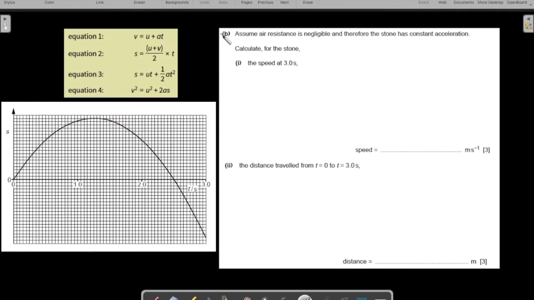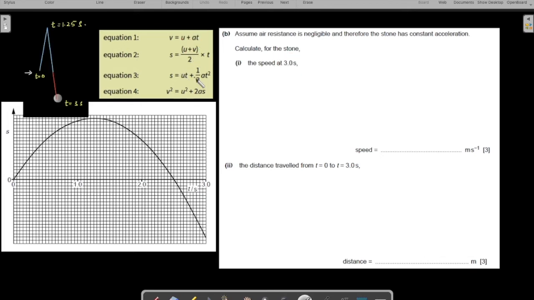Now the next part of the question says, I have taken the graph again on this slide as well, because it's a continuation of the question and we'll be using the same graph to follow the next set of questions. And I have also taken a note of the 4 equations of motion, right? These are your 4 equations of motion that you should be aware of. Alright, so B part. Assume that air resistance is negligible, therefore the stone has constant acceleration. Calculate for the stone the speed at time 3 seconds.